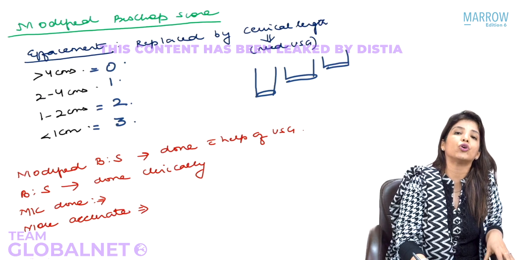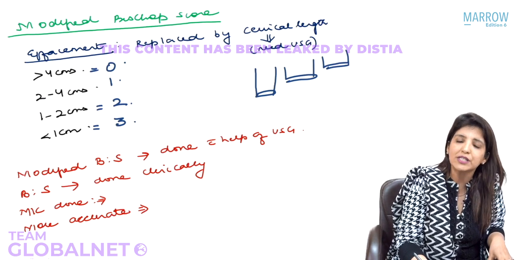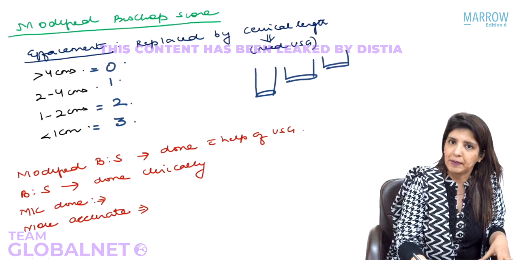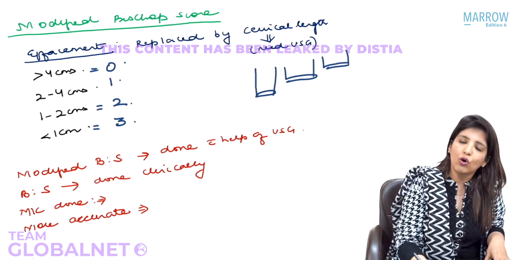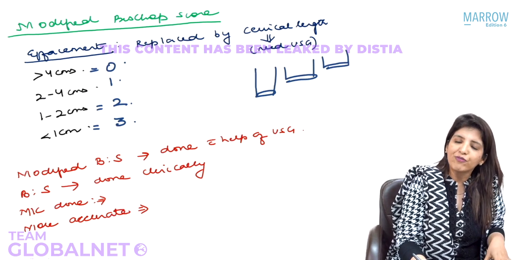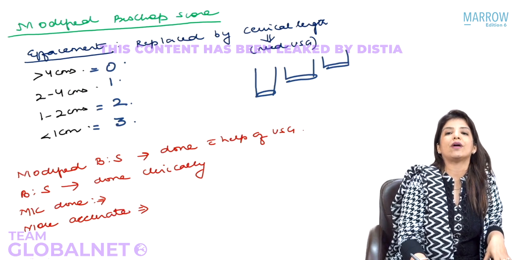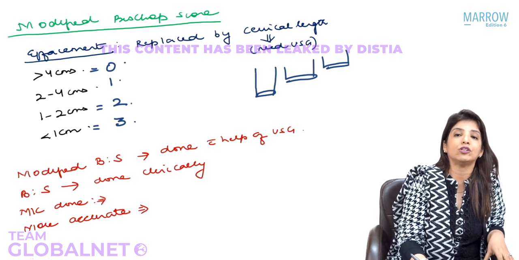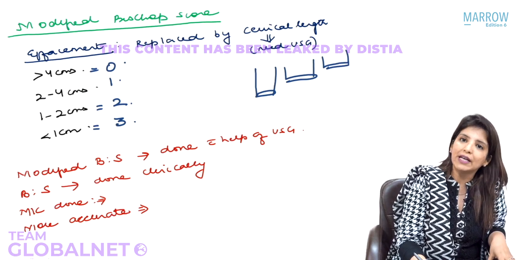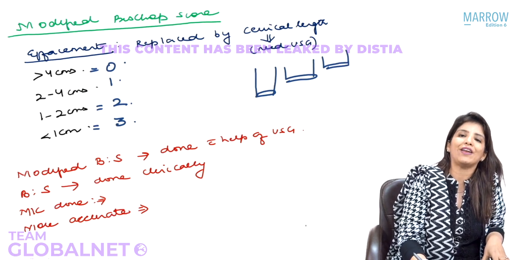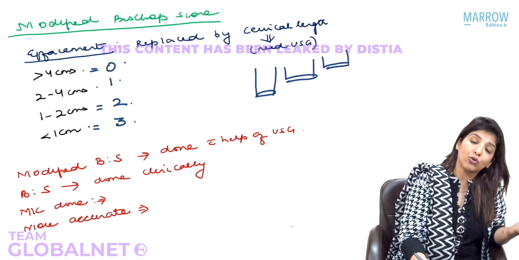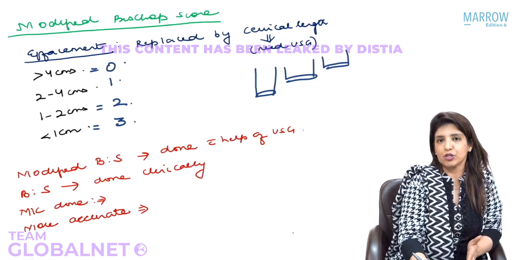Now, the difference between Bishop score and modified Bishop score is that Bishop score is the one done more commonly, because effacement can be assessed clinically. Length of the cervix has to be assessed by ultrasound. So for a modified Bishop score, I will have to do an ultrasound to know the length of the cervix. That is why the most commonly done is the Bishop score and not the modified Bishop score. But yes, the most accurate one is the modified Bishop score.